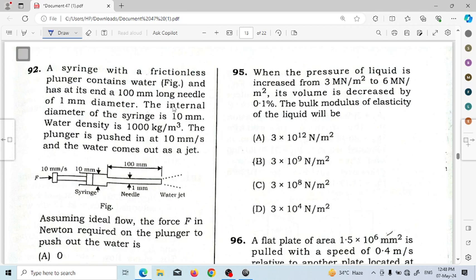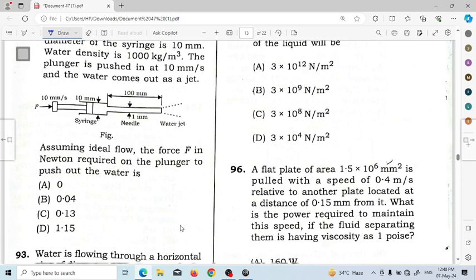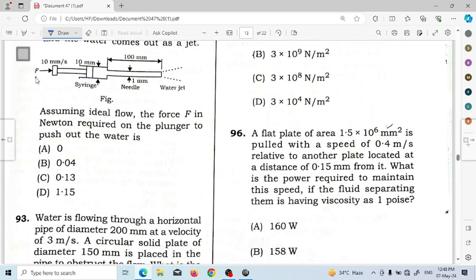1 mm diameter. The internal diameter of the syringe is 10 mm and the density of water is given as 1000 kg per meter cube. Next, the plunger is pushed in at 10 mm per second. Then we have to find the water velocity that comes out of the jet, and then, assuming ideal flow, the force F in Newton required on the plunger to push out the water. So I have to find this F value.